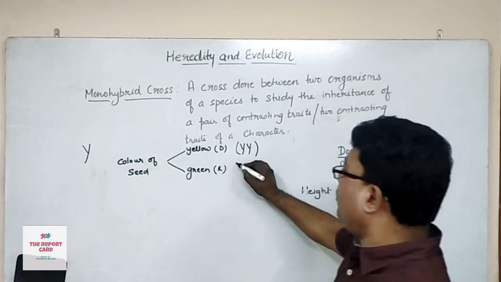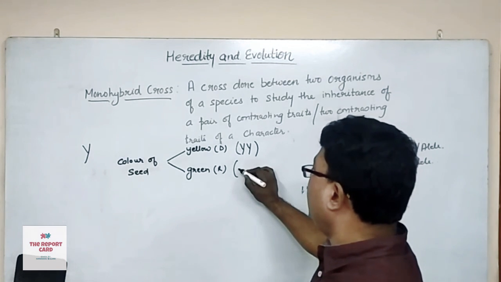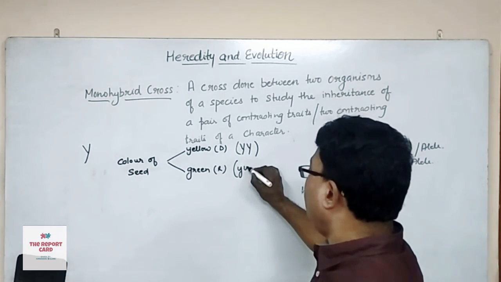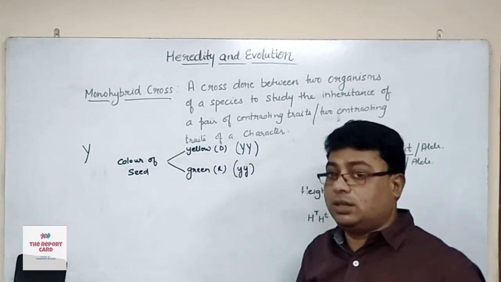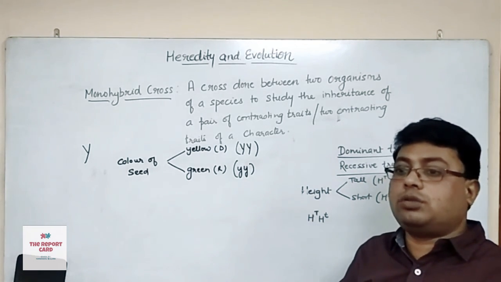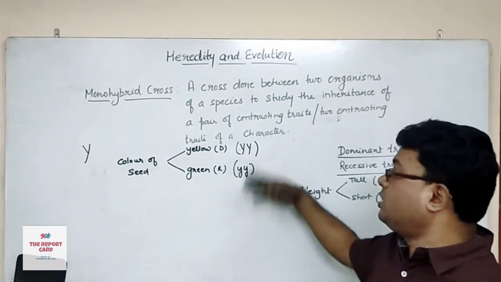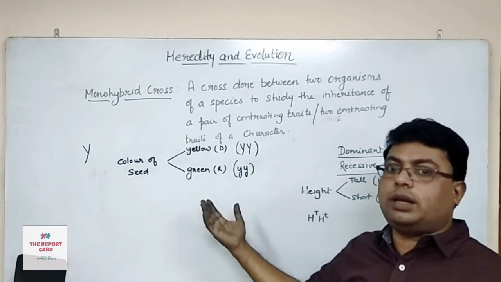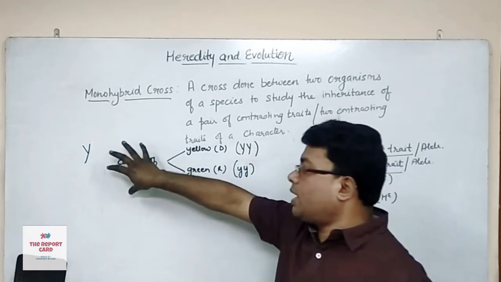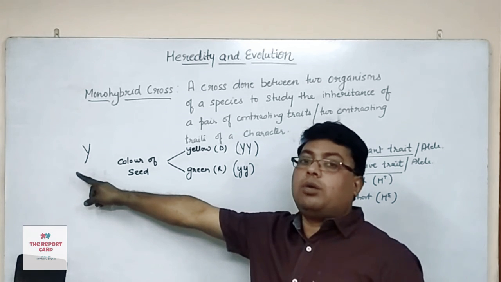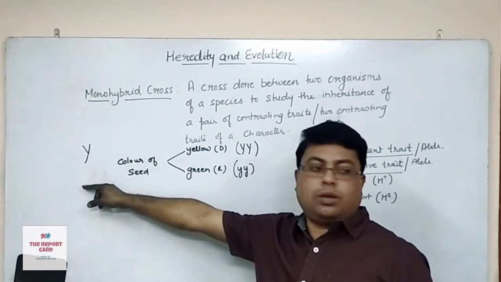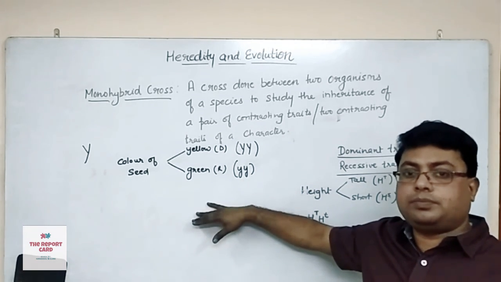Right? And how are we going to represent green? It will be small y. So we will not use G. Okay, so don't get confused. Don't write G over here, because G means it's going to be another letter. So for a particular character, there should be only one alphabet. I hope it is very clear to everyone.